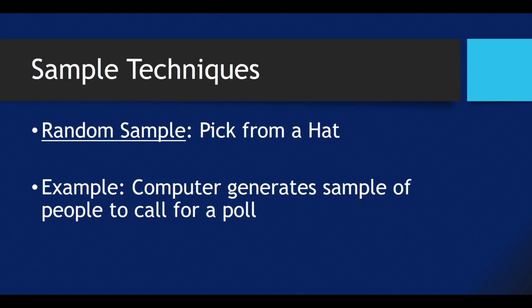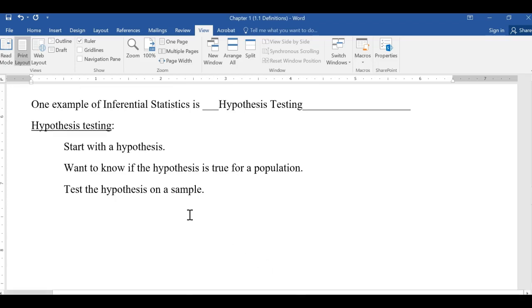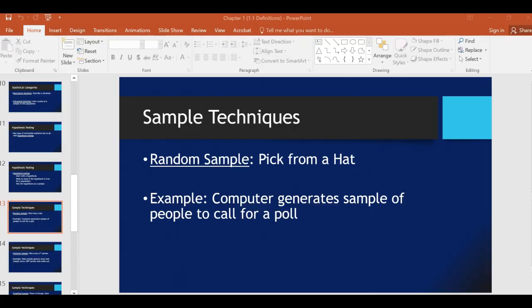All right, so next thing we're going to look at is sampling techniques. We're going to look at a few different types of sampling techniques. Now, I know everybody's heard of a random sample. The idea there is that we pick from a hat, that it's random in the sense, like it says in the notes, that it's not determined by a conscious decision, okay?